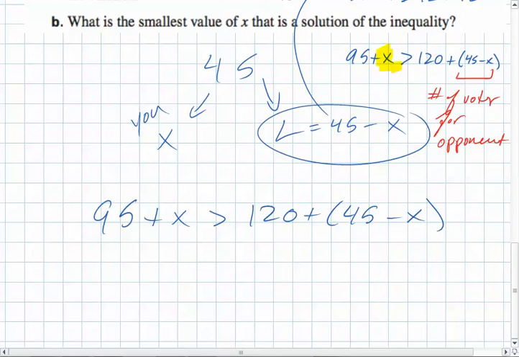No. Let's solve this. This is algebra. So tell me, I can add things to both sides. I can divide. I can subtract. What should I do, Aiden? Subtract 95? Okay, we can subtract 95. So X is going to be greater than, what's 120 minus 95? 25 plus 45 minus x. Sure. Now what should I do?